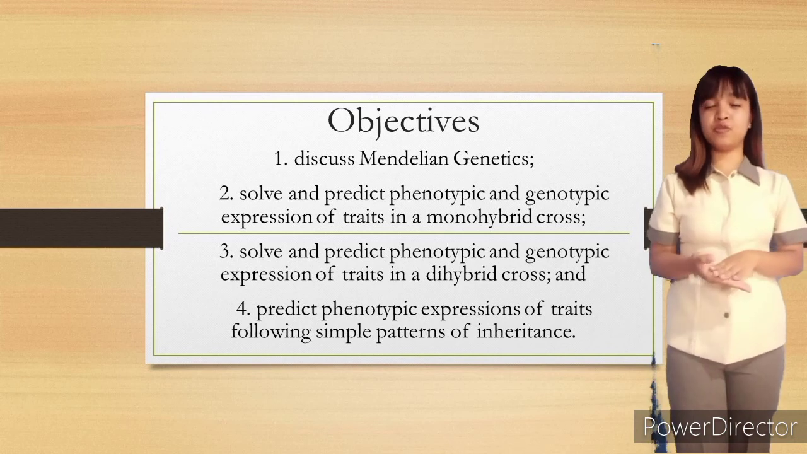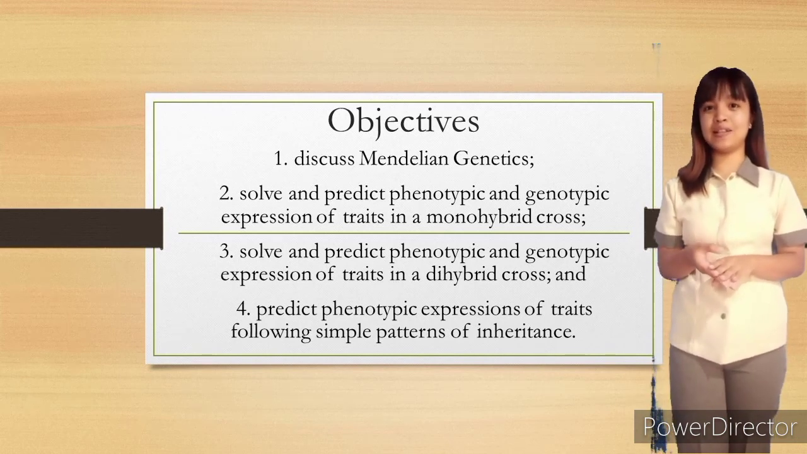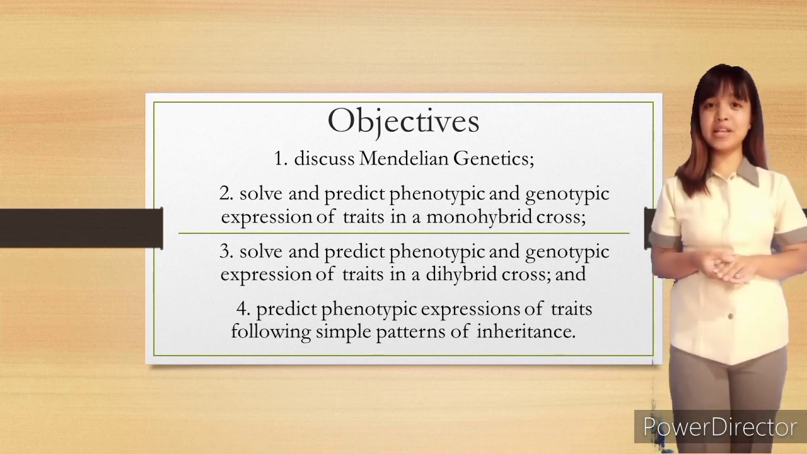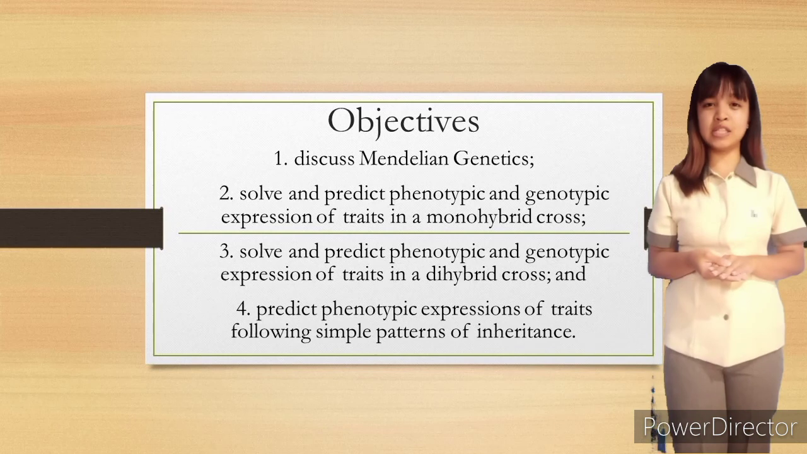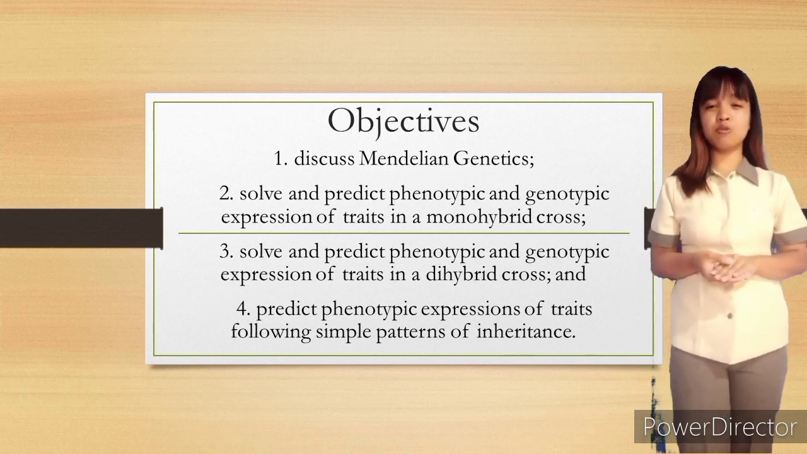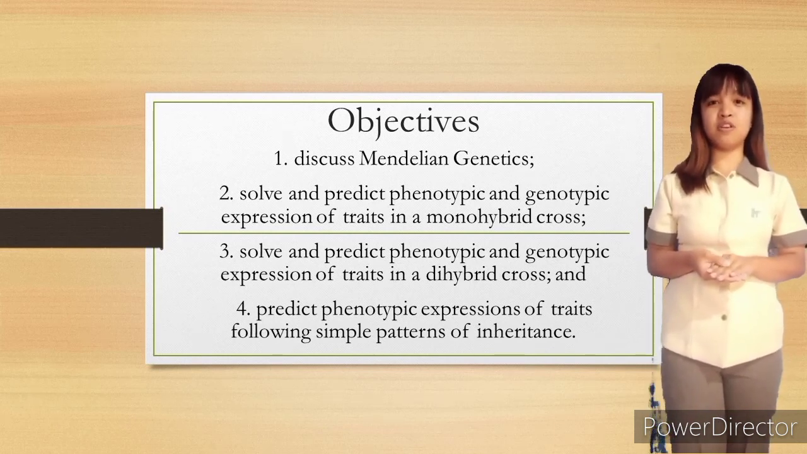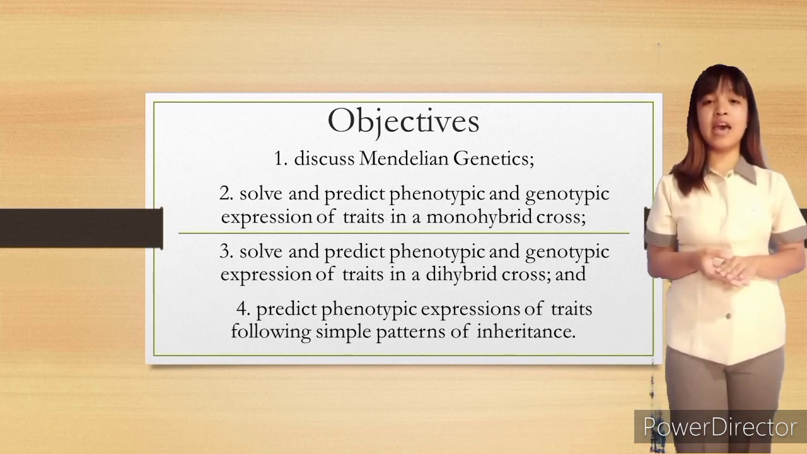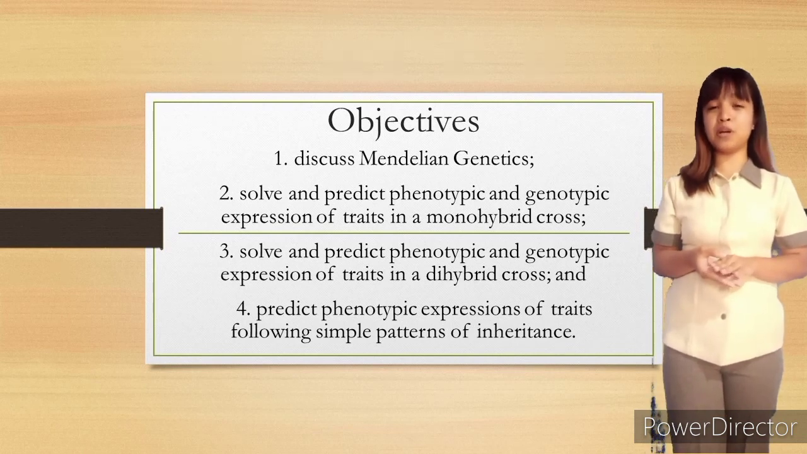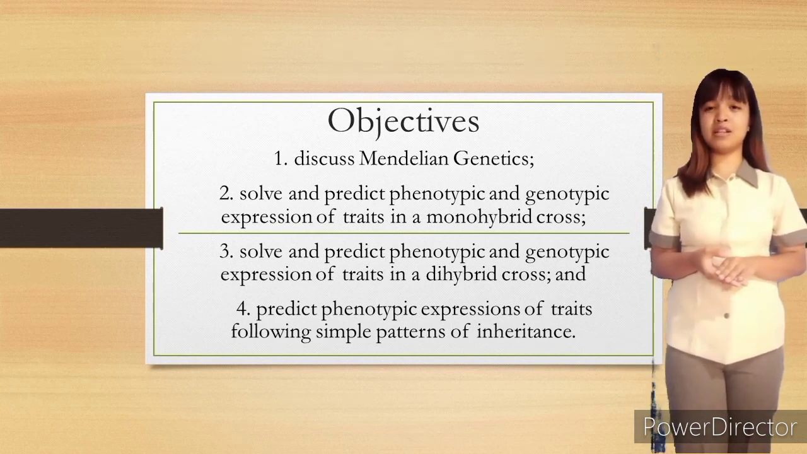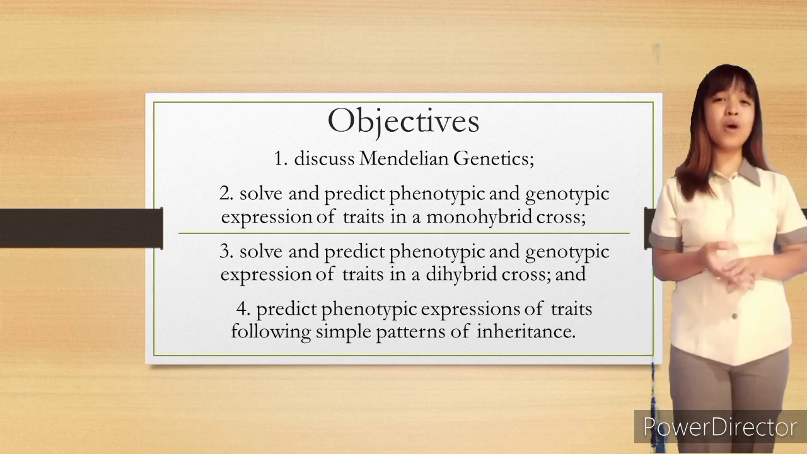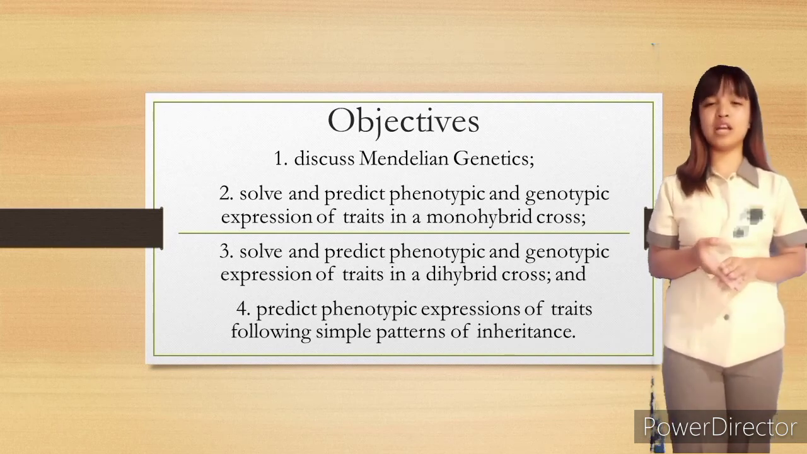Our learning objectives for today: first, to discuss Mendelian genetics. Second, to solve and predict Mendelian phenotypic and genotypic expressions of traits in a monohybrid cross. Third, to solve and predict Mendelian phenotypic and genotypic expressions of traits in a dihybrid cross. And fourth, to predict phenotypic expressions of traits following simple patterns of inheritance. Please take note that the knowledge you will learn in this topic will help you understand why such traits are inherited by such organisms.